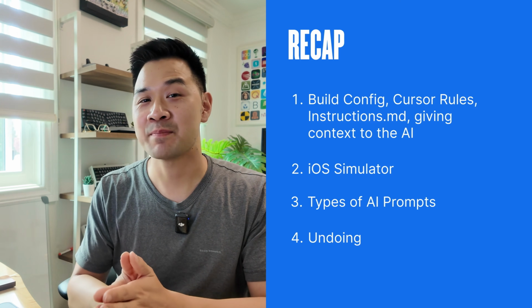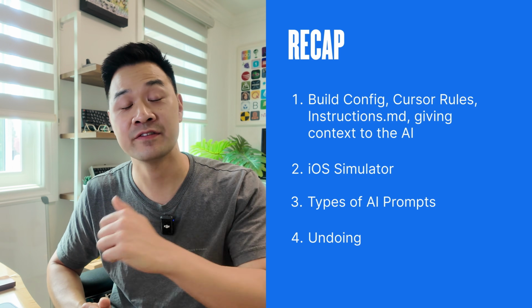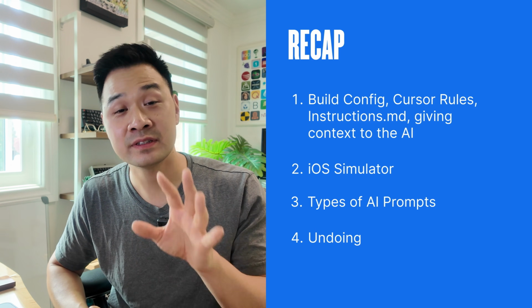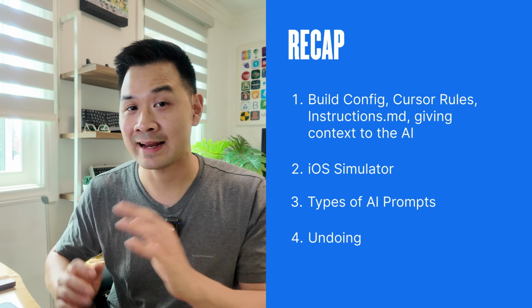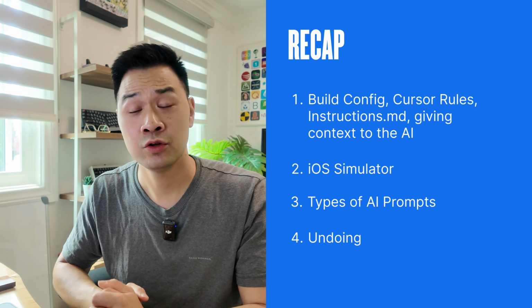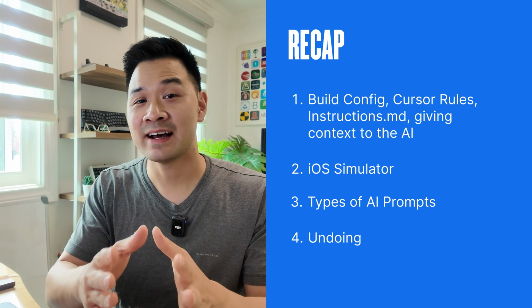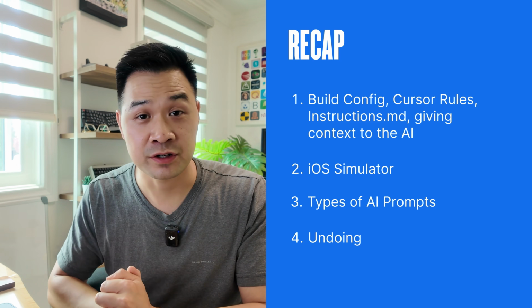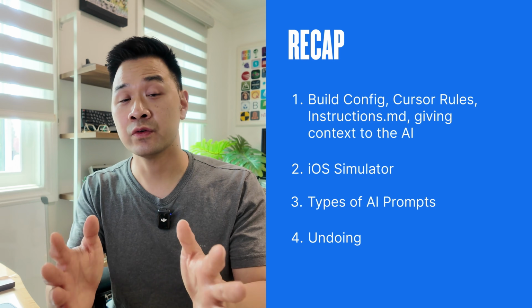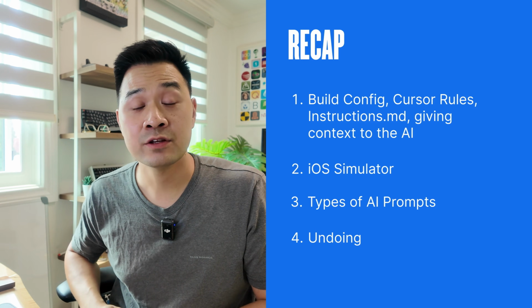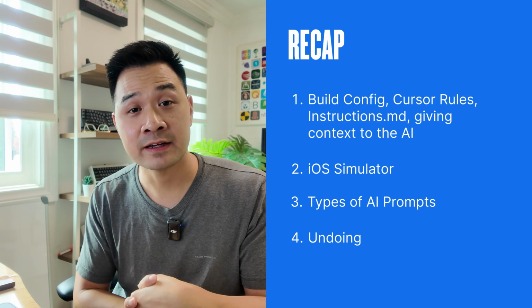Let's do a quick recap. In this part, you've learned how to open up your Xcode project inside Cursor and how to configure it by adding a build config, instructions.md, and also Cursor rules so that AI can follow your guidelines. You've learned how to launch the iOS simulator and test your app. You've got a taste of prompting AI to make changes to your app. You've learned a few different types of AI prompts that will be useful for you when you're building your app. And you learned how to undo any changes and how to tell AI to help you fix errors.